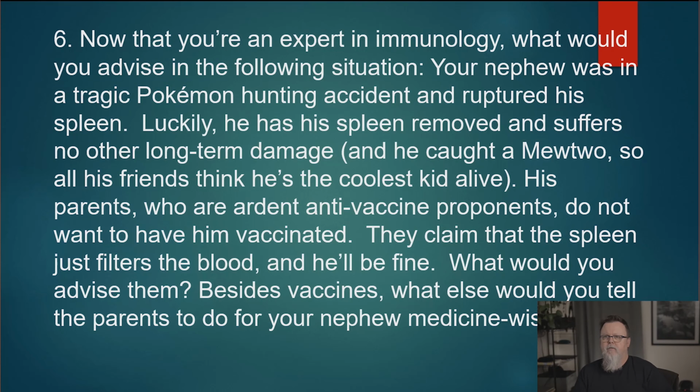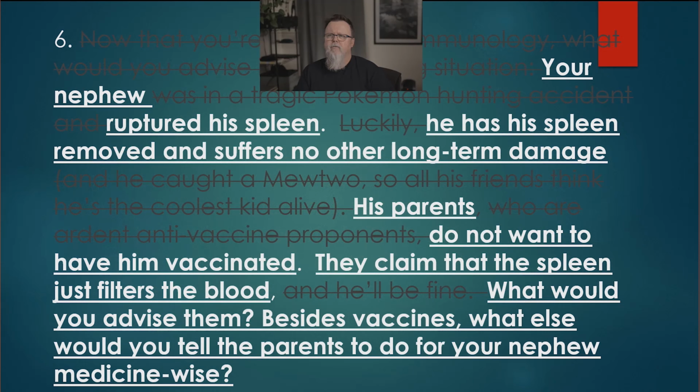All right, number 6. Let's go ahead and look at another version of this question. And it is, your nephew ruptured his spleen. He has his spleen removed and suffers no other long-term damage. His parents, one of which is your sibling, don't want to have him vaccinated. They claim that the spleen just filters the blood. What would you advise them besides vaccines? What else would you tell the parents to do for your nephew, their child?